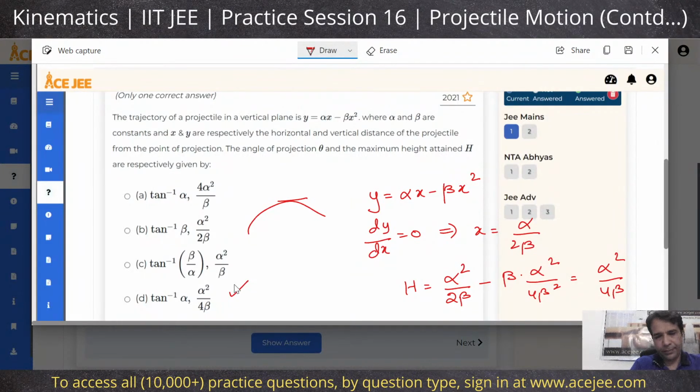Yes. And yes, tan inverse alpha is the angle of projection. Again, you can take dy by dx or just recognize it. Did this make sense? Yes sir. Otherwise, it'll be just lengthier, that's all.